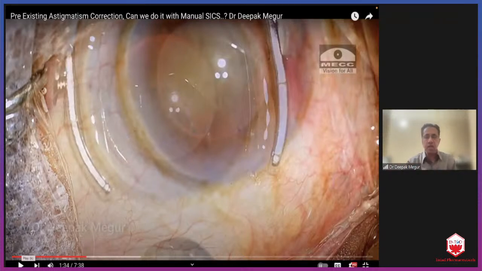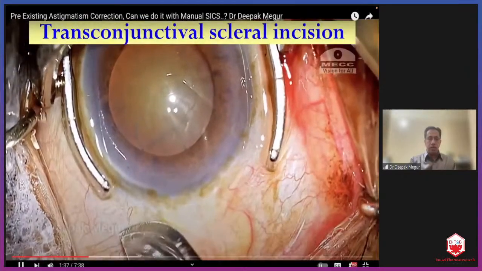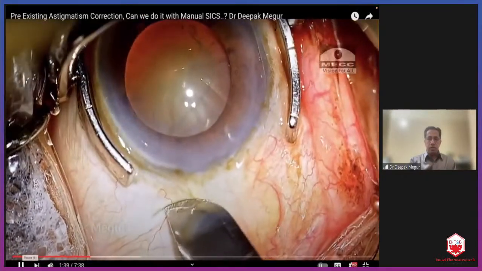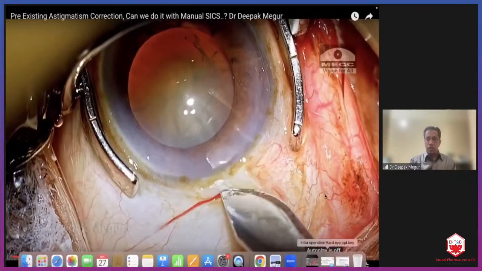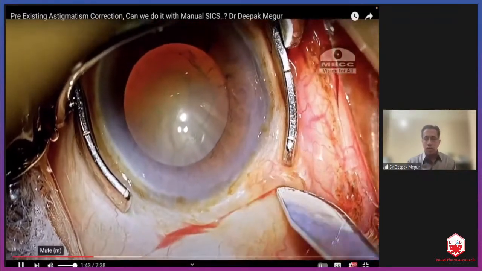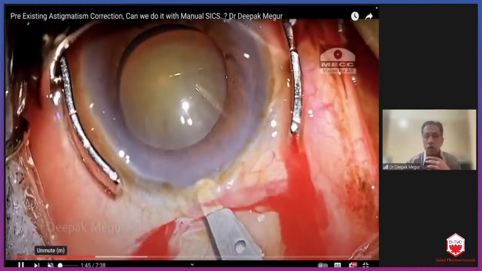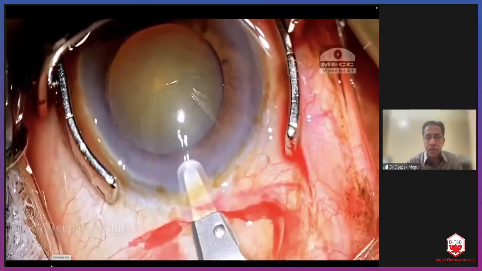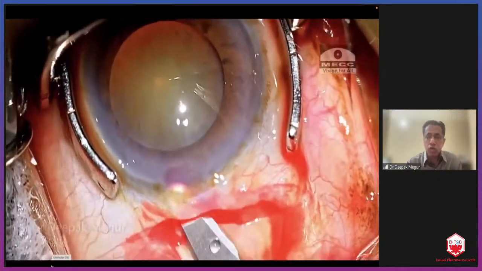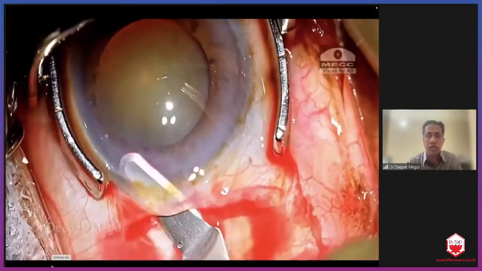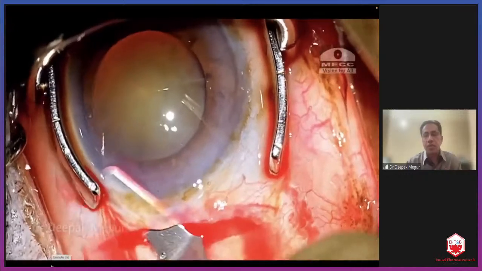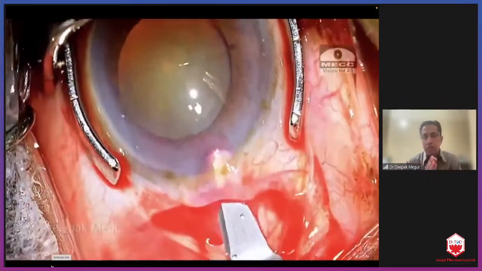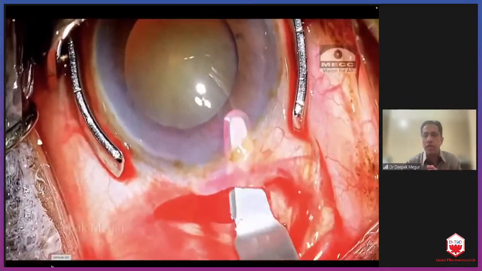To address this issue, I'm going to use a transconjunctival scleral incision. It's placed about 1.5 millimeter behind the limbus, and the globe is stabilized by a modified globe stabilizer. So again, you can go through it. The challenge here is assessing the depth, and I'm sure Dr. Sunil is going to share a few tips on how to assess the depth when you go across the channel. But when you do this cosmetically, it's extremely well accepted by the patients.